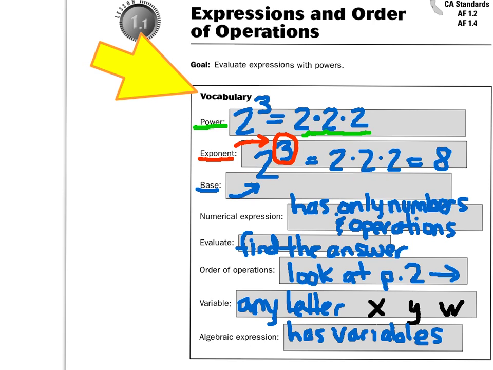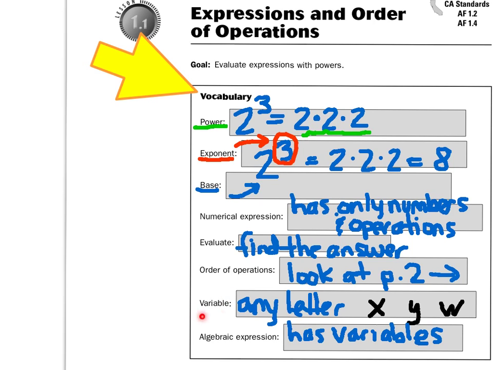Now a numerical expression has only numbers and operations. And when I say operations, I mean add or subtract, multiply or divide. The word evaluate means we want to find the answer. So if you look up here, we evaluated when we said 2 to the third power equals 8. And then order of operations, we'll look at that on page 2.